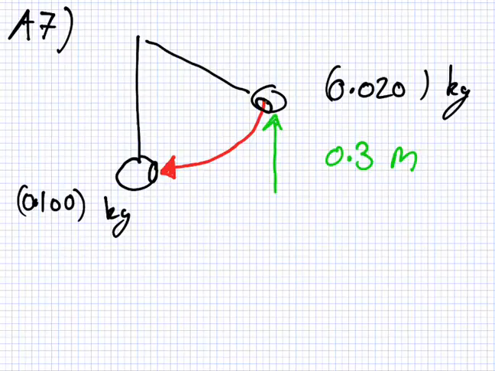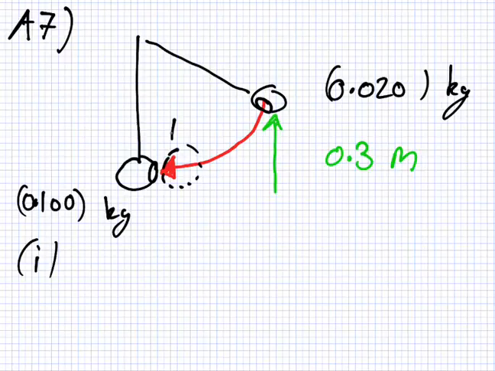First question. What will be the speed of the small mass before it hits the big mass? Does anybody know what formulas or ideas or principles I can use here to get me that information? The speed of the small mass before it hits, yeah? mgh again, the energy, yeah.